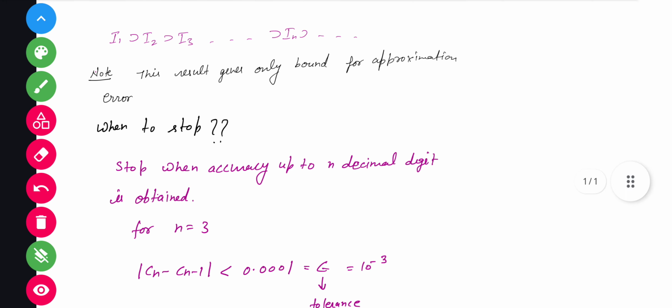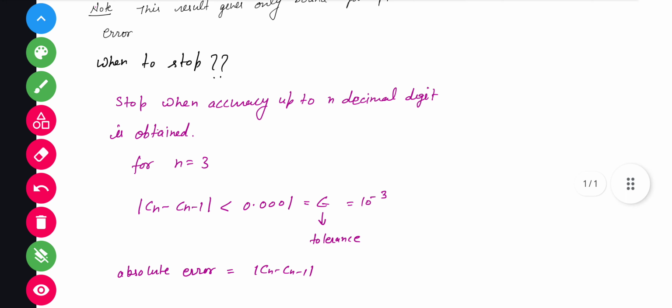Then, when to stop? So let's see when to stop. In the question we will be given a tolerance value, which we denote with epsilon. This is known as the tolerance value. Whenever we reach the given tolerance value, we stop the iterations, and whichever midpoint we got at the last iteration will be the approximate root of our equation.